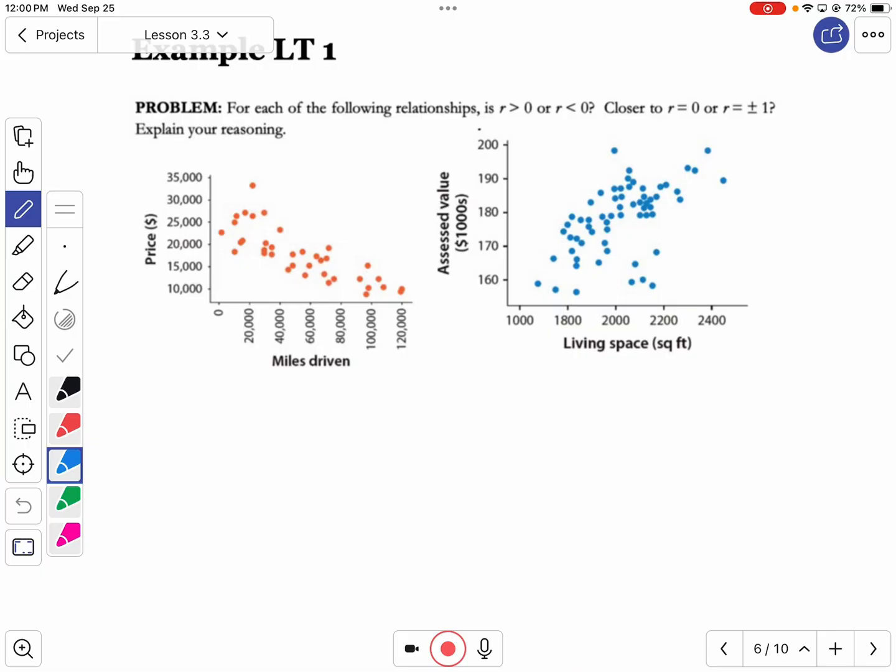So let's look at these two. For each of the following, is R greater than 0? What does that mean? Positive. Is it positive? So it's asking me, is it positive or is it less than 0? Is it negative? That's what it's asking me to answer. And is it closer to 0 or closer to the ones on that side? Closer to 0 or closer to 1.